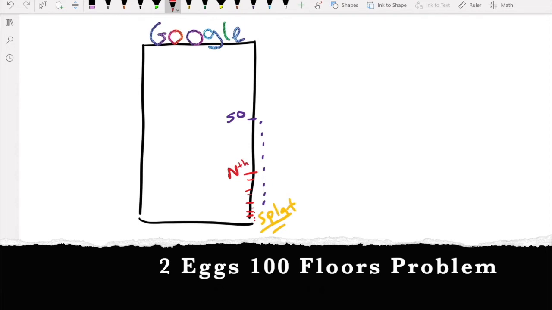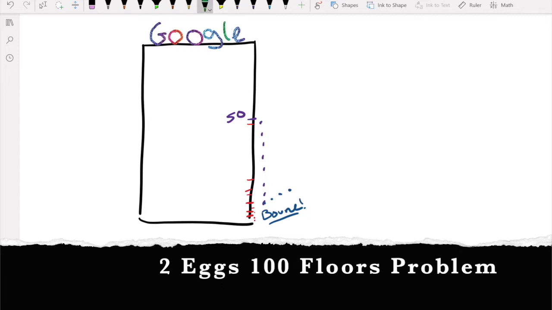That could take you as many as 50 drops, because maybe you drop it at floor 50, it splats, but the nth floor could be at 49. So this is not a very efficient way. Let's say it doesn't splat when you drop it from floor 50, and you still have your 2 eggs. Well, that's great. So you know it's above floor 50, but you're going to run into the same problem.